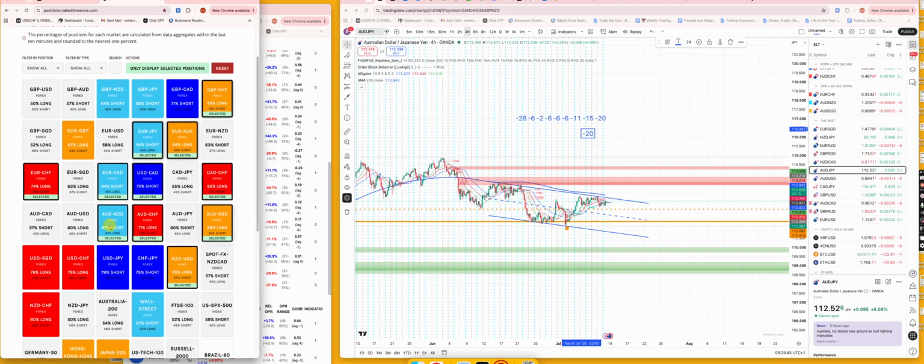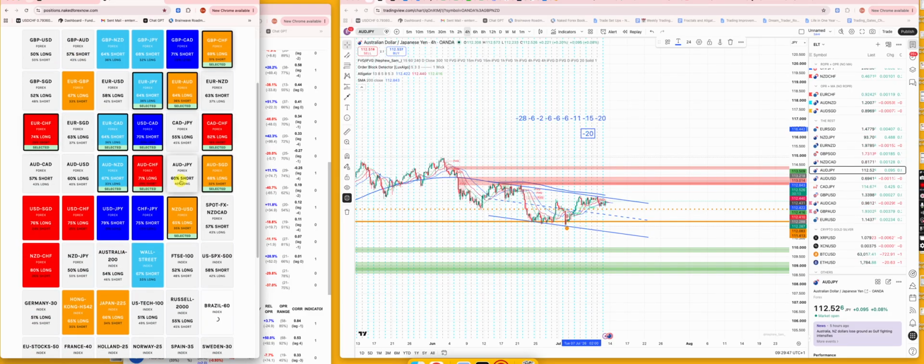Aussie Yen. 60% short, 40% long. So we would be looking at a long, but right now, look at this. I love that. But it would need to break out of this box and show some clear signals, and we don't have that. We don't have anything really on that pair.